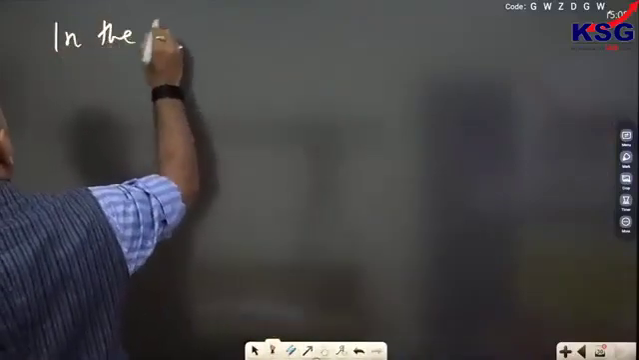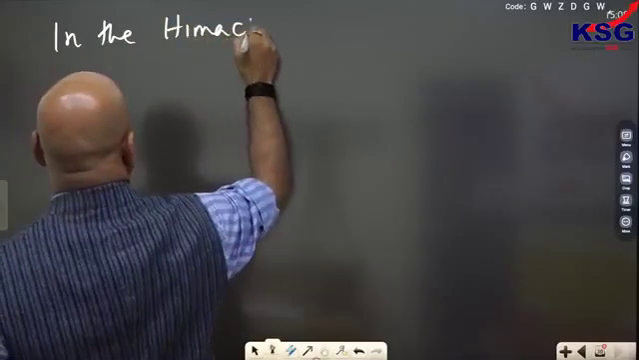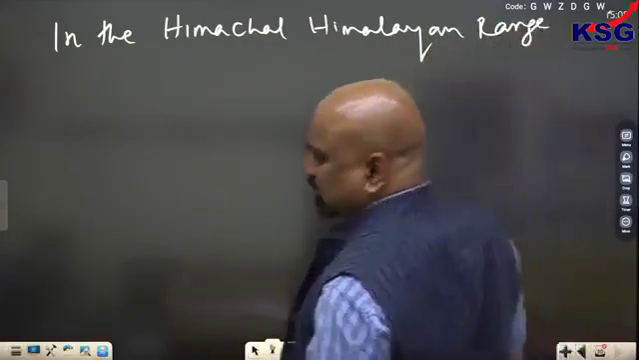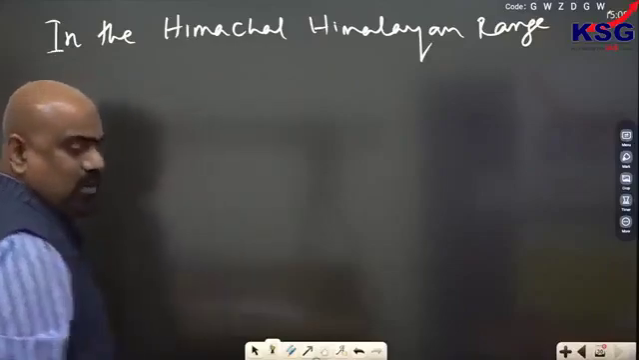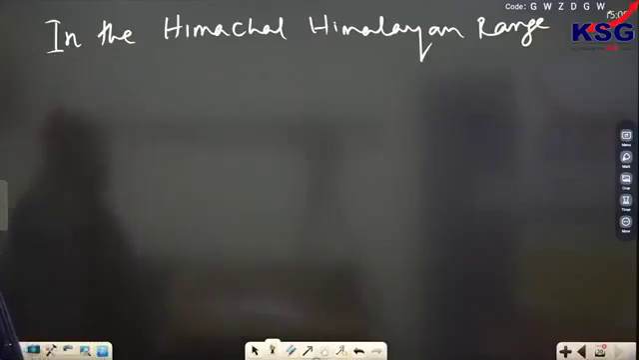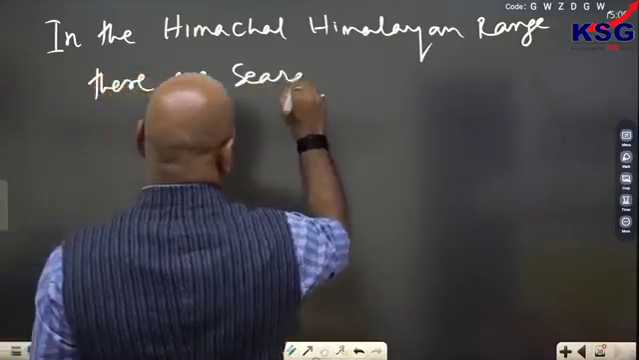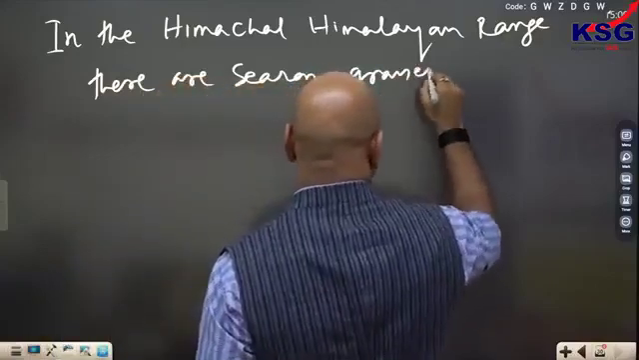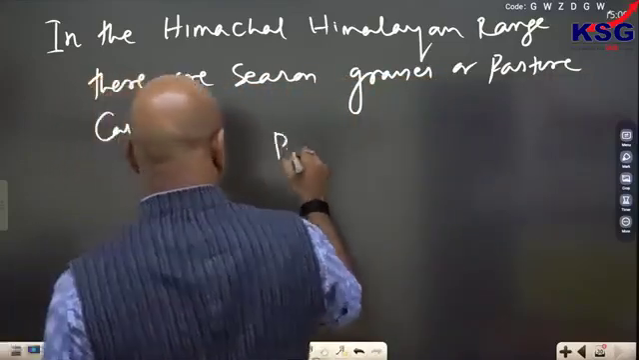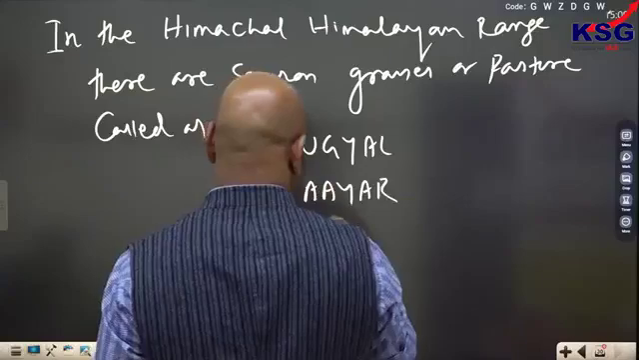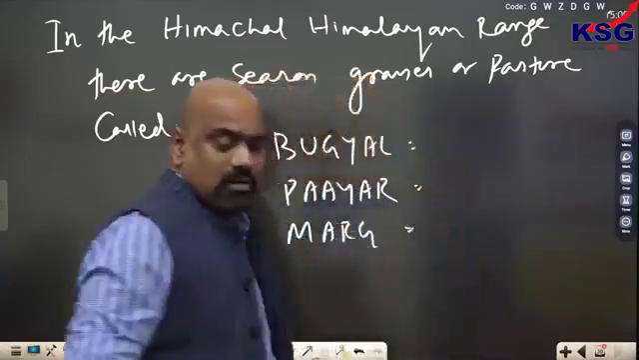Okay. Now very important is in these mountains, in the Himalayan range, क्या है यहाँ पे? In the Himalayan range, there are seasonal grasses or pasture called as bugyal, payar or marg, etc. It is called as bugyal.